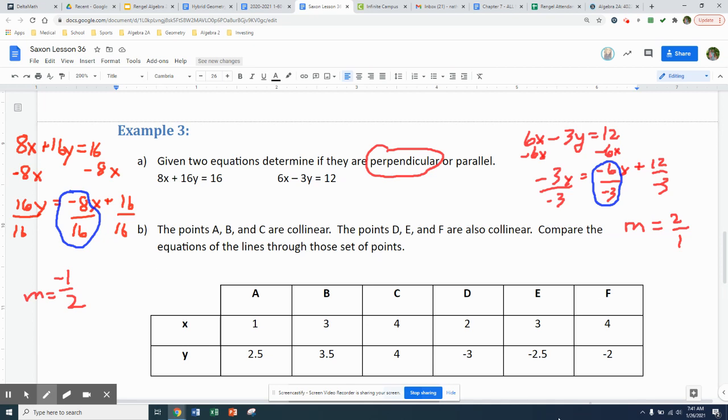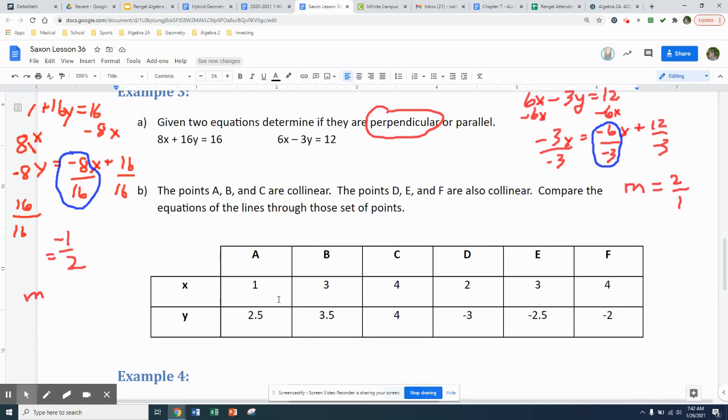So there's how we can determine if lines are parallel or perpendicular. From standard form, we have to solve it out for y, which takes those 2 steps. Once we get the y solved out, now we can determine where my slope is: it's the number in front of that x.